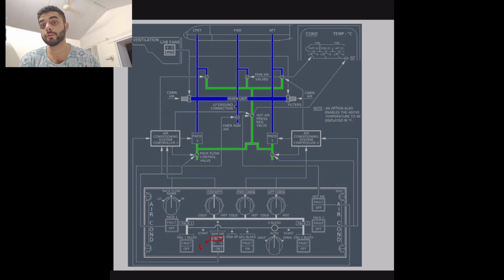Then again, if you have two trim air valve failures, the hot air pressure regulating valve itself shuts. Because the hot air pressure regulating valve shuts, all trim air valves shut. Because all trim air valves shut, there is no pressure regulation or temperature regulation happening. Basically, there's no hot air coming in. It's just whatever the packs are supplying, that's what you're getting.